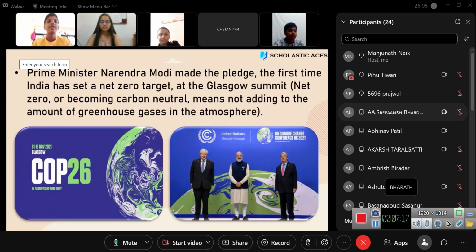Did you know that Prime Minister Narendra Modi has made the pledge, the first time India has set a net zero target at the Glasgow summit? Net zero, or becoming carbon neutral, means not adding any amount of greenhouse gases in the atmosphere.